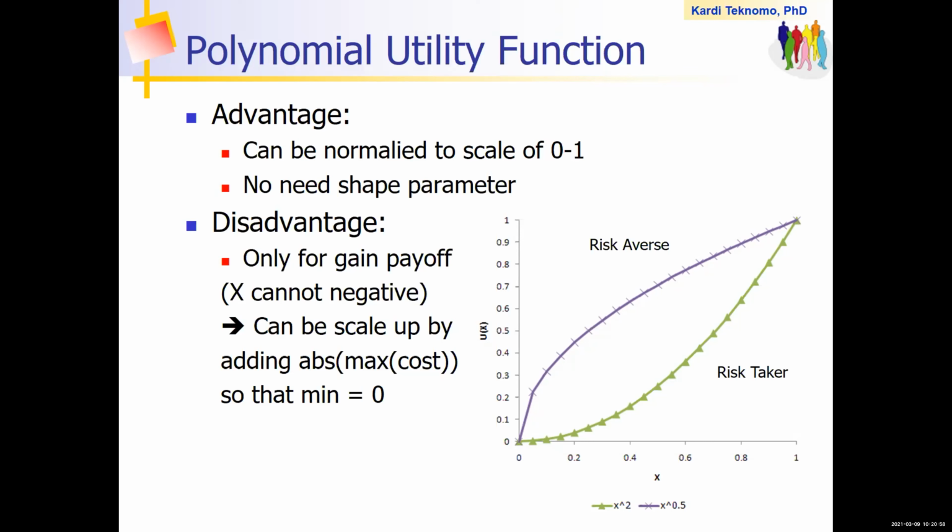By charting your utility preference, you can already see what type of risk taker you are. The advantage of a polynomial utility function is that you can normalize to the scale of 0 to 1, and you don't need any parameter here. The disadvantage is that it is only for gain payoff, so x cannot be negative. If you really need a negative, then you need to scale up by taking the absolute value.